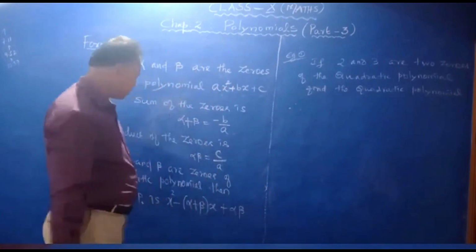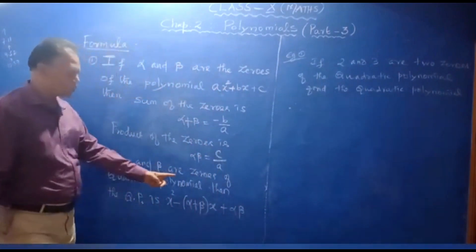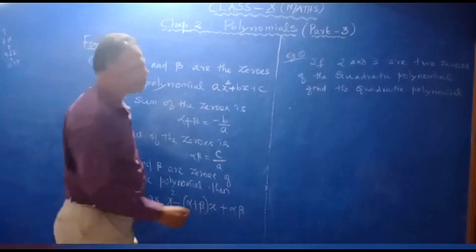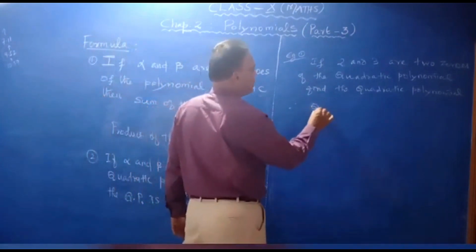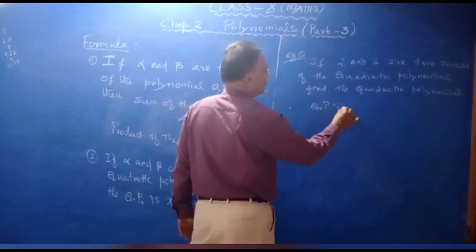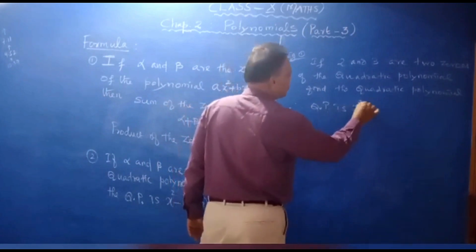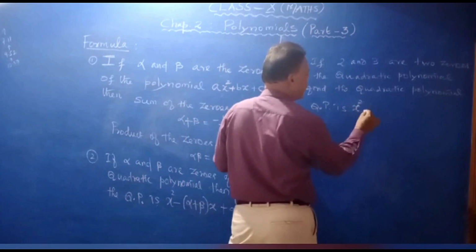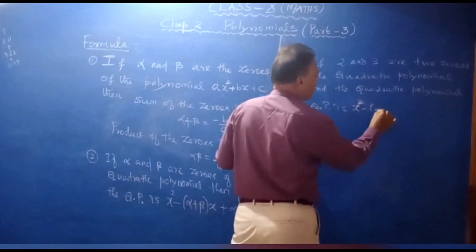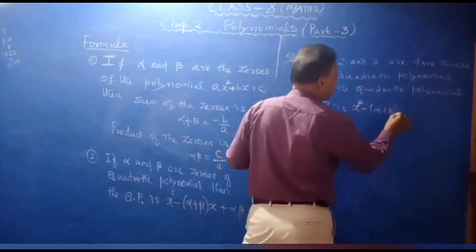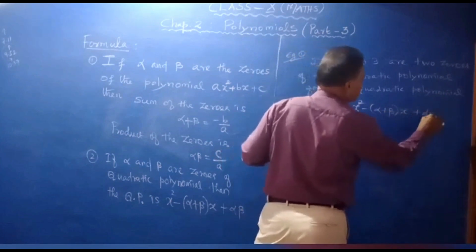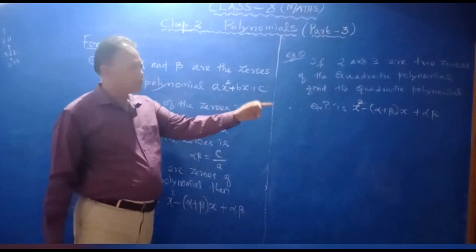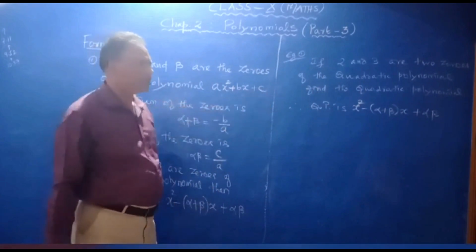So you have to apply this formula. Here, two zeros, if you know, means immediately you can find out the quadratic polynomial. Therefore, QP is x squared minus (alpha plus beta) x plus alpha beta. Clear? Sum of the zeros into x plus product of the zeros.